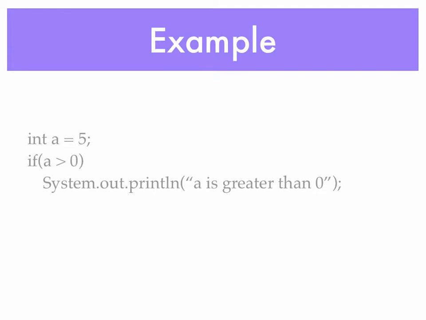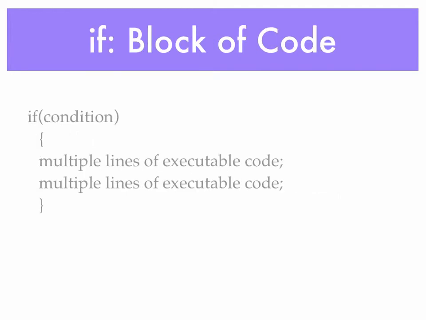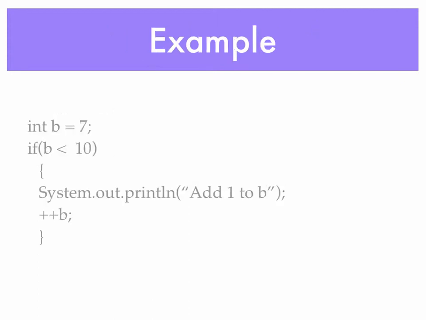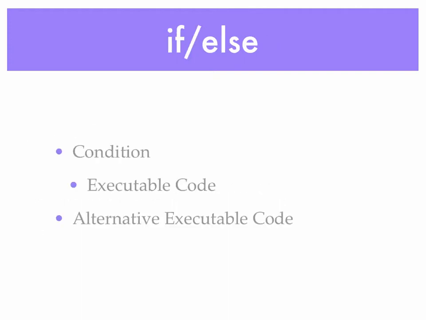And here's an example. I have an int a assigned a value of 5. If a is greater than 0, I print out the string "a is greater than 0". An if statement can also involve a block of code. So if my condition evaluates to true, I will execute all the code within that block. And here I have 2 lines of code. Here's an example. I have an int b given a value of 7. If b is less than 10, I will print out "add 1 to b", and I will do so by incrementing b.